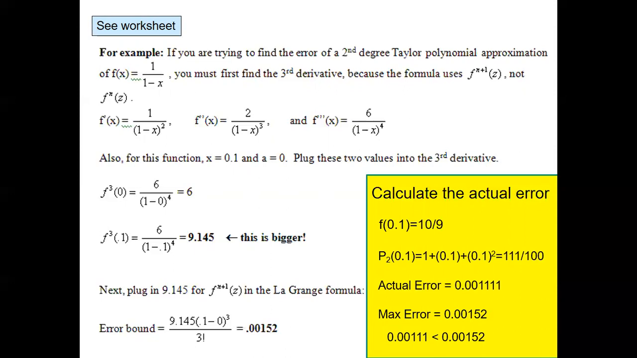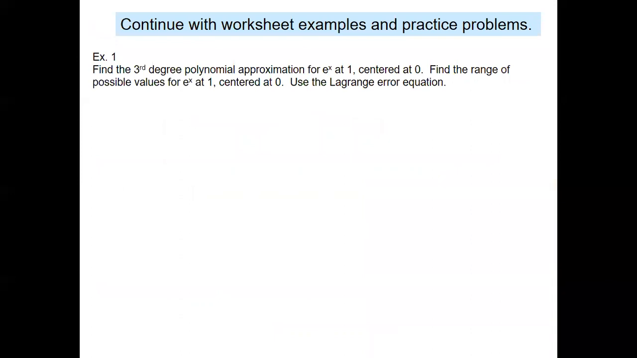So hopefully that's putting into context how this formula is working. So let's do another one. I want to find a third degree Taylor polynomial approximation for e to the x at 1, centered at 0. And then I want to find a range of possible values for e to the x at 1. To find a range of possible values, we're going to have to use that Lagrange error bound. So we're going to approximate that value at 1, and then use the error bound to say my error could be this much above or this much below the polynomial approximation at 1.